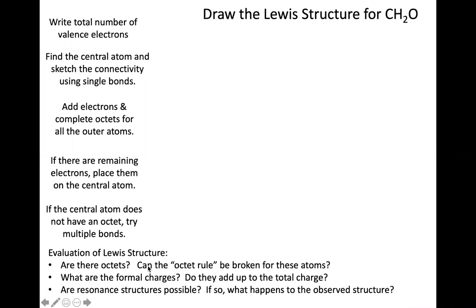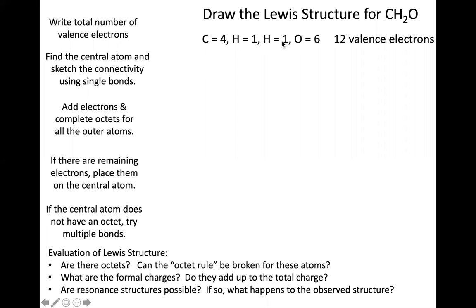So let's try it. So here's one that was in the pre-class video, drawing the Lewis structure for CH2O. If I use a periodic table, I can get the total number of valence electrons. Carbon has 4, each hydrogen has 1, oxygen has 6. That gets me a total of 12. When I'm writing these, once I get that number, I write it down when I begin making my sketch, just so I know I have the right number there.